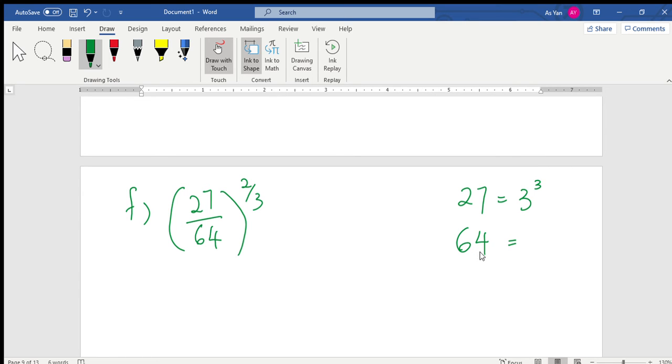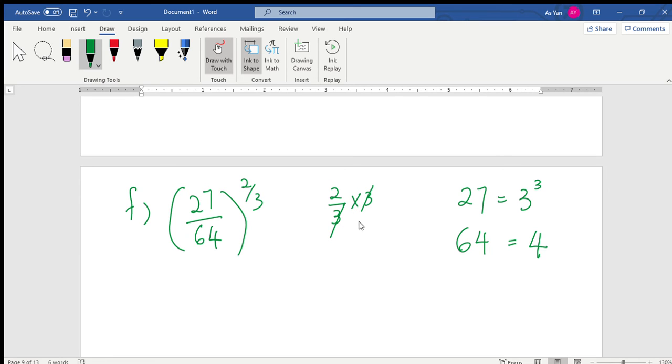Then 64, what is the base? You can click the calculator. You can try base 2 or base 4. Which one is easier? Let us try 4. Why do I choose 4, why not 2? If we look here, we have 2 over 3. I want to cut off easily. To remove this 3, we must multiply with 3, so we can cut off easily.